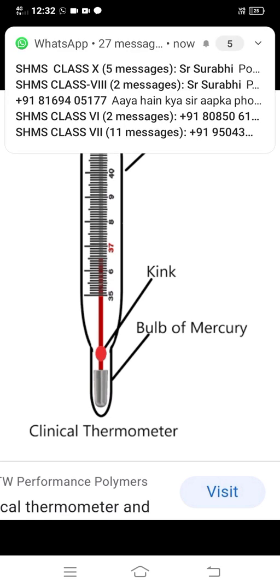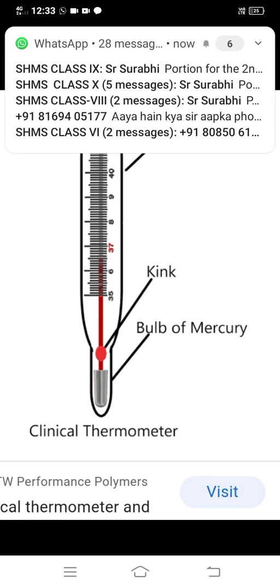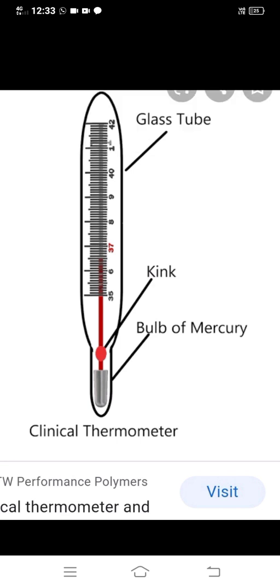A clinical thermometer reads temperature from 35 degrees C to 42 degrees C. This is the range of a clinical thermometer. The normal temperature of a human body is 30 degrees C. It could be slightly higher or slightly lower from person to person.